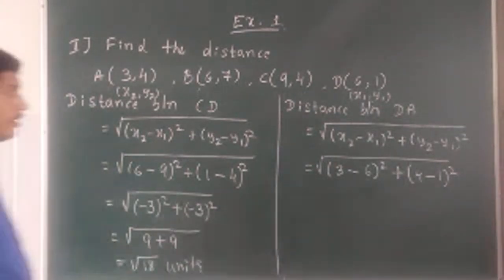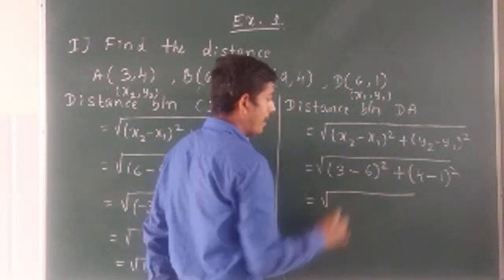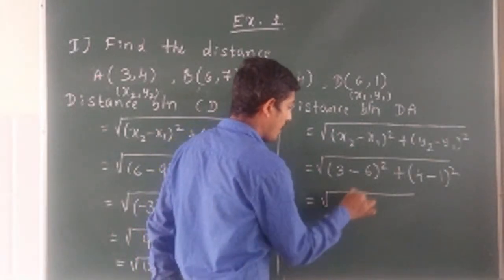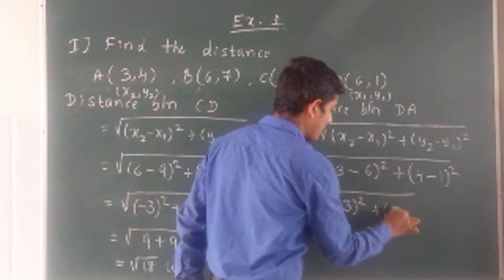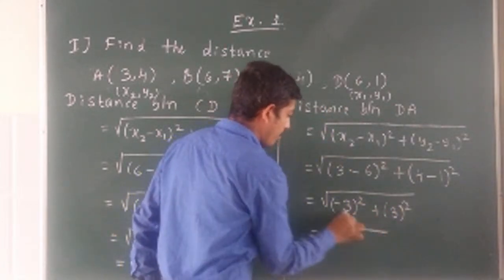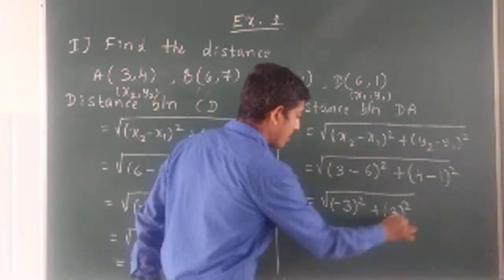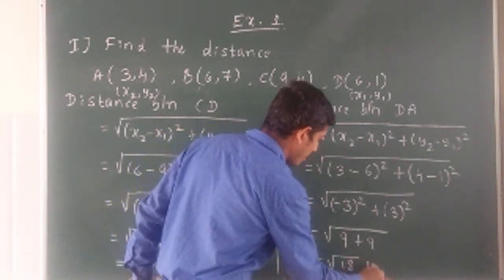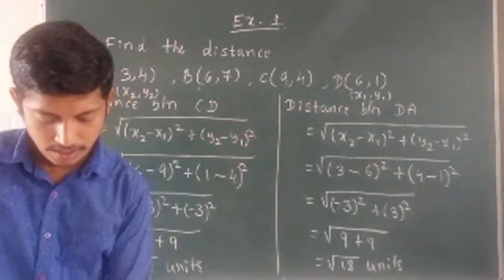I'll check this. Square root of 3 minus 6. Signs are different, therefore I have to subtract: 6 minus 3 is 3, and the sign is minus. Plus 4 minus 1 is 3. Minus raised to an even power is plus, and 3 square is 9 plus 3 square is 9. It becomes 9 plus 9 is 18 units. Just look at this step.